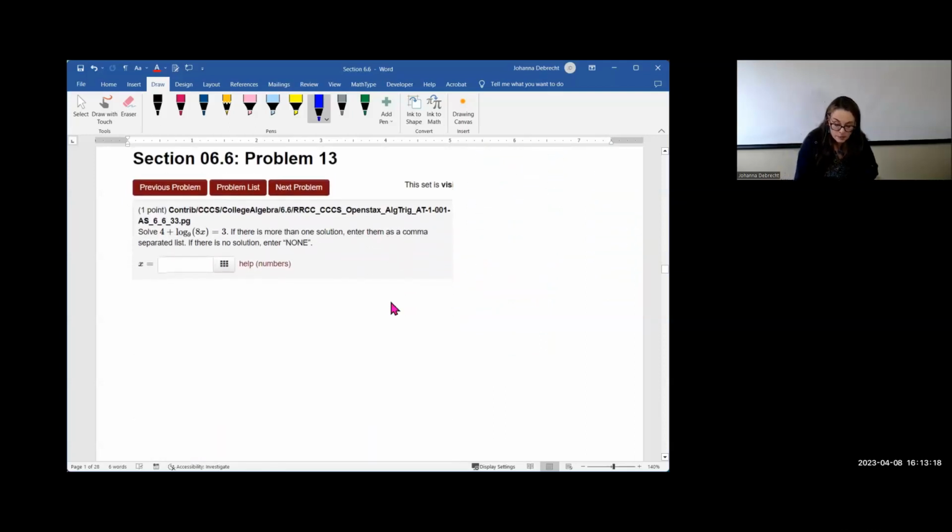Let's now look at problem 13, where we have 4 plus the log base 9 of 8x equal to 3. Again, I want to isolate the logarithm as my first step. That means I'm going to subtract the 4 from both sides of the equation. And I get logarithm base 9 of 8x equals a negative 1.